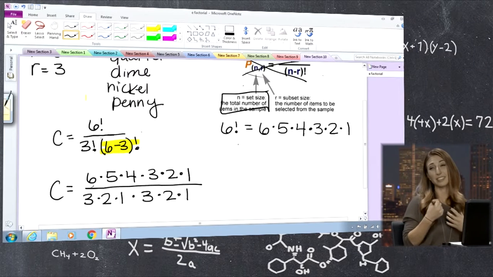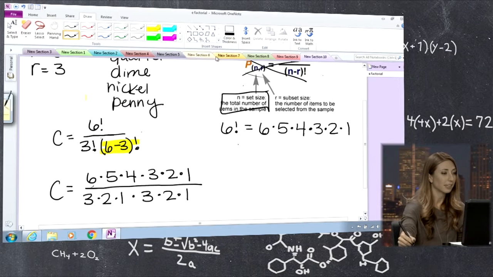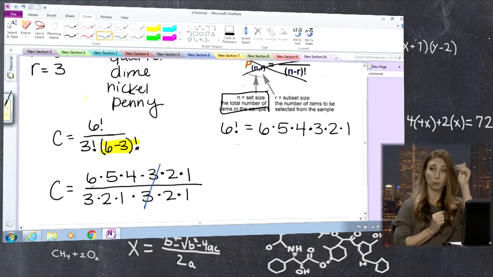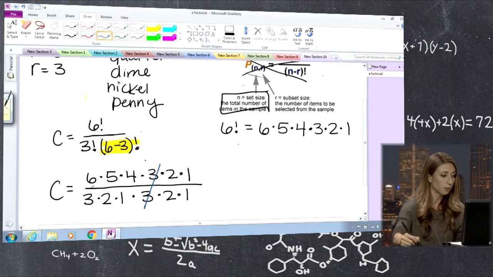Now there's a reason I expanded this rather than actually multiplying these out: I can simplify now before multiplying and not have to do a lot of multiplication of large numbers. So I'm going to get rid of 3 over 3 because that just equals 1. 2 over 2 equals 1. 1 over 1 equals 1. And so when we simplify, on the top we have 6 times 5 times 4, and on the bottom 3 times 2 times 1.